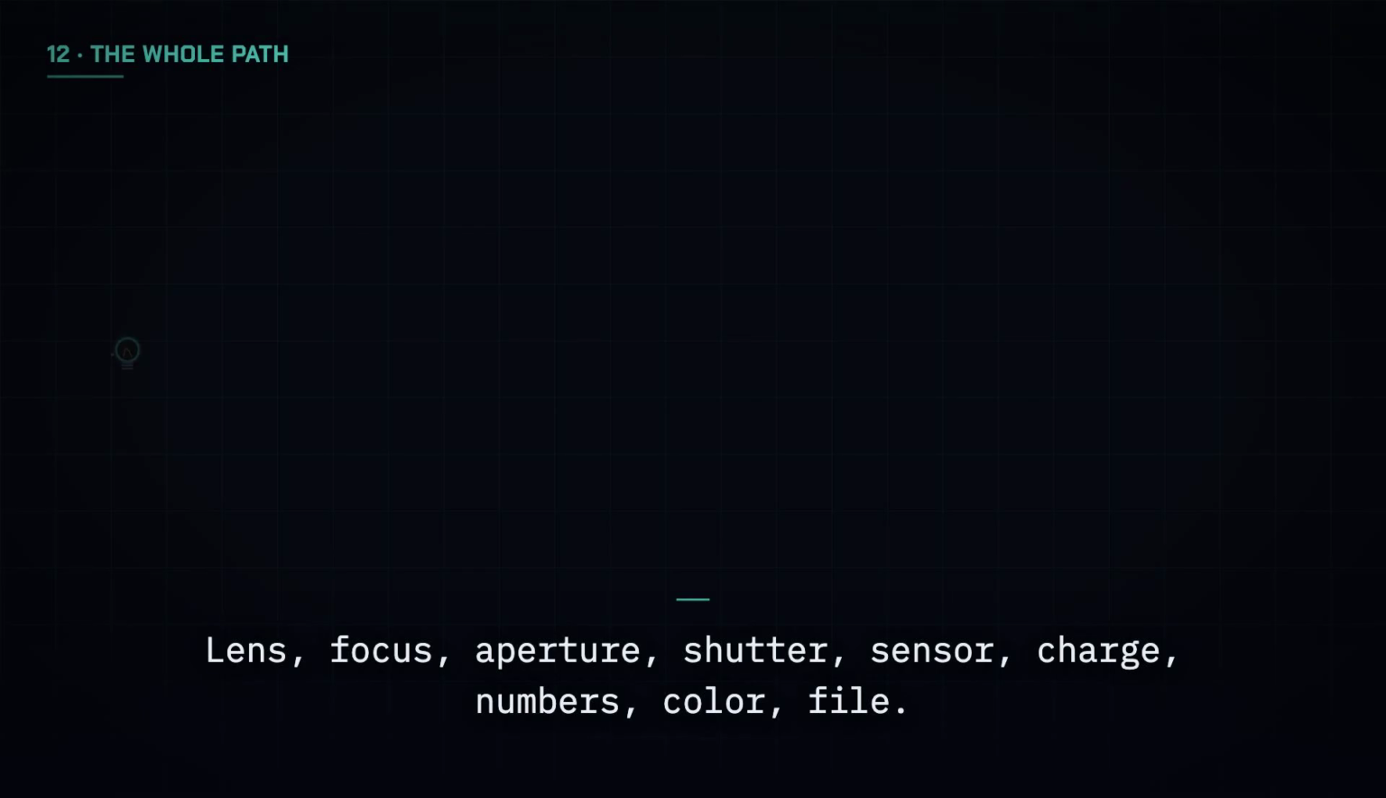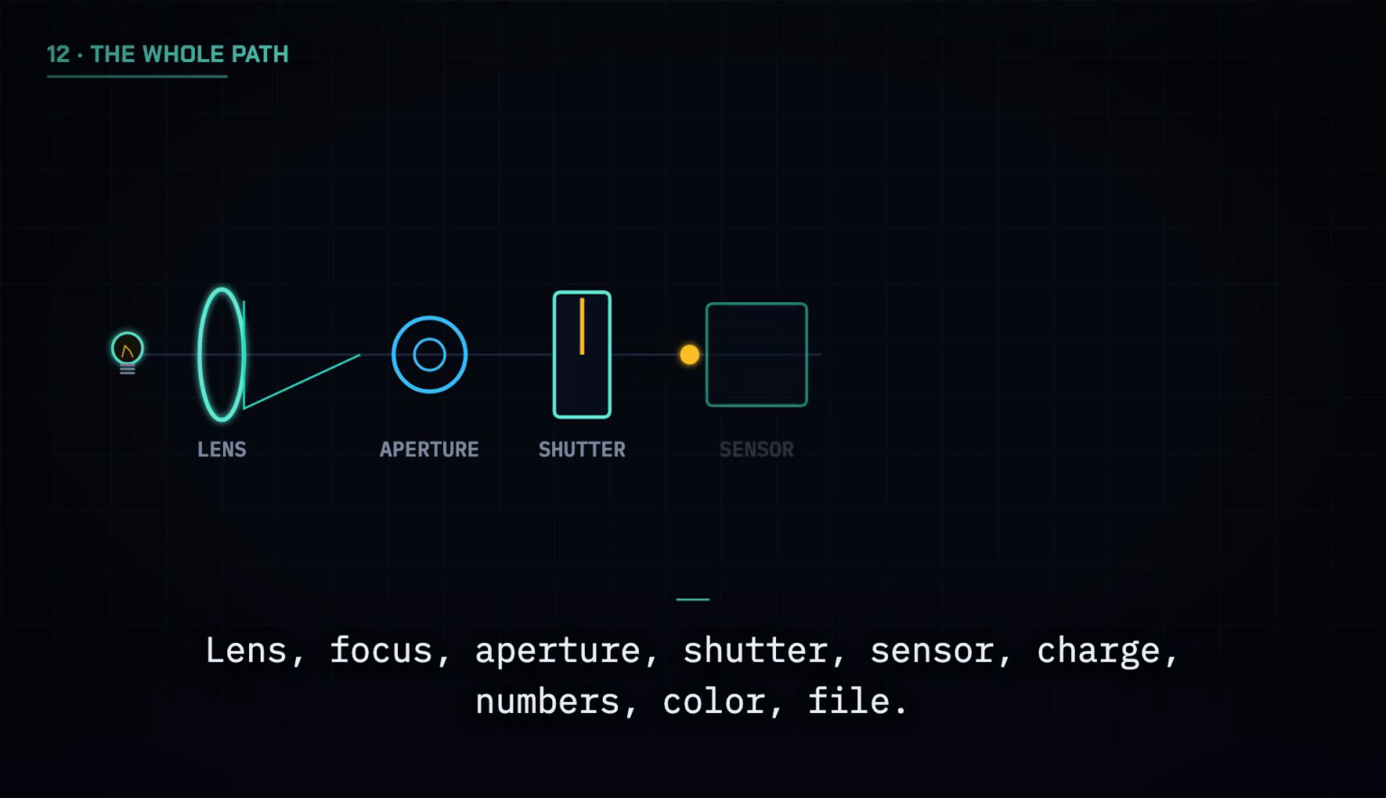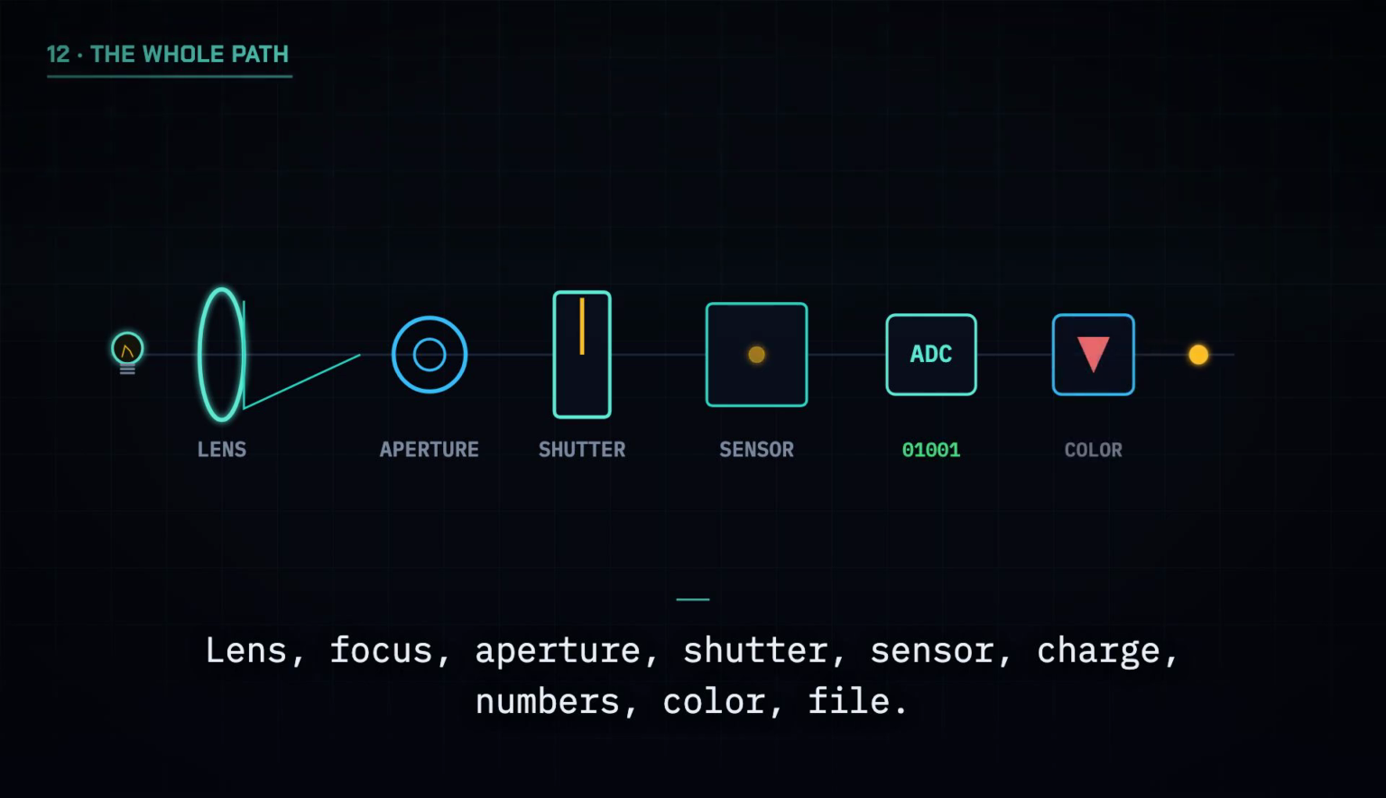Let us trace the whole path. The lens gathers scattered light and bends it. Focus pulls the rays to a point. The aperture sets how much gets through. The shutter slices out one moment. The sensor's wells catch the light, and each photon frees an electron. The camera counts that charge, and the ADC turns it into numbers. Color filters sort the hues, demosaicing fills the gaps, and the processor saves it all. Scattered light, rebuilt as a photo.